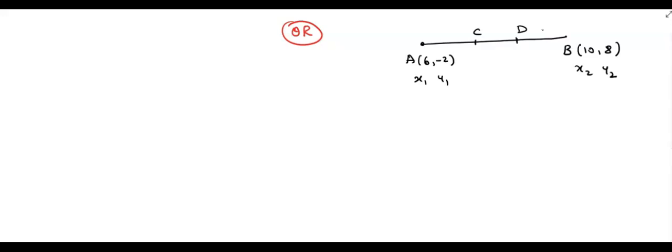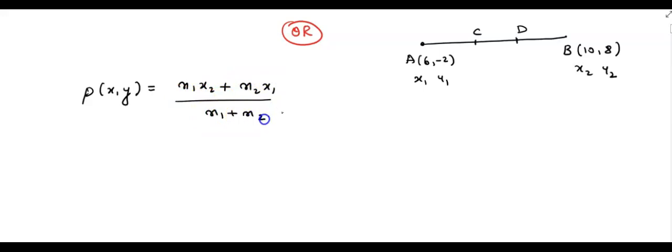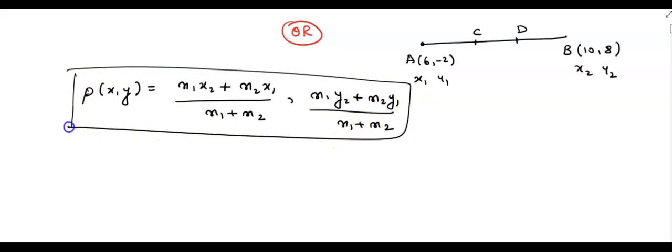The section formula: P of x, y is equal to (m1 x2 plus m2 x1) divided by (m1 plus m2), (m1 y2 plus m2 y1) divided by (m1 plus m2). This is our section formula. First, from A to C is one part, with the remaining two parts.